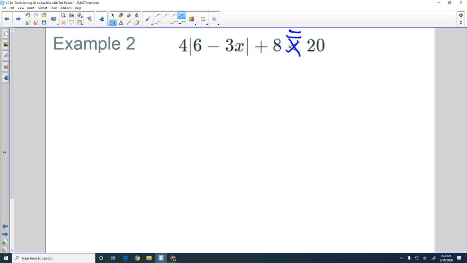All right, I'll give you a few seconds to write this down because I know there's a lot of numbers here. It's 4 times the absolute value of 6 minus 3x plus 8. Originally it was a less than 20, but just for now, we're going to make that equals 20 to help us get those two endpoints.